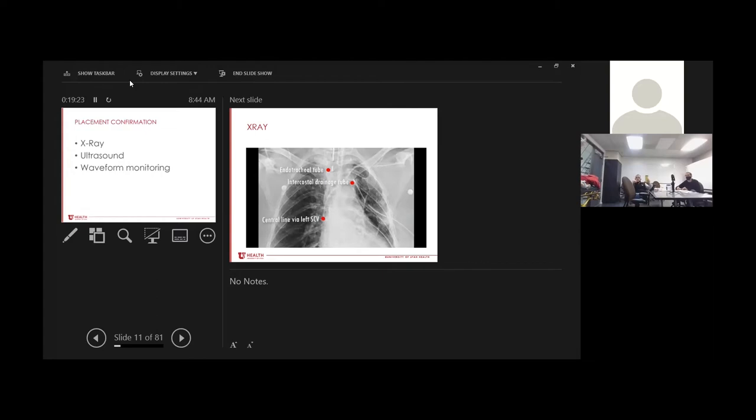So you guys are going to be picking up on signs that people need to slow down and we need to confirm the placement. It's not on you to confirm it necessarily, but it's on you to realize there's a safety issue here. We need to double check what's going on with this line.